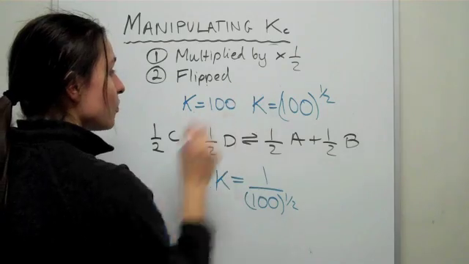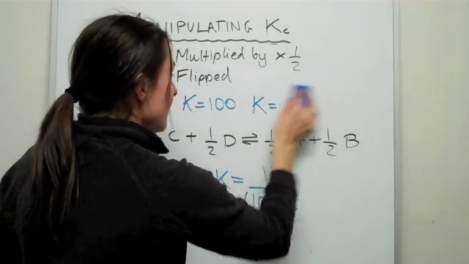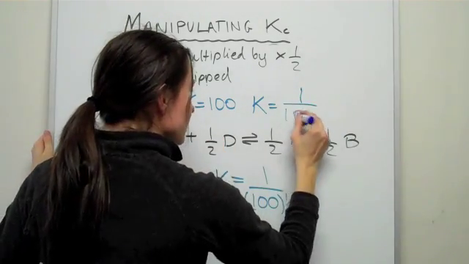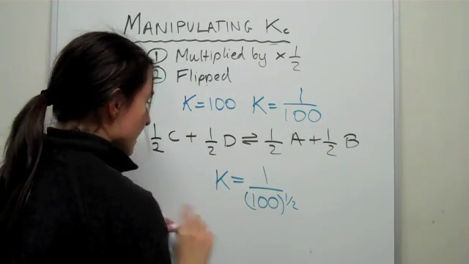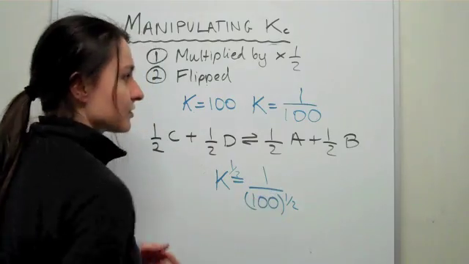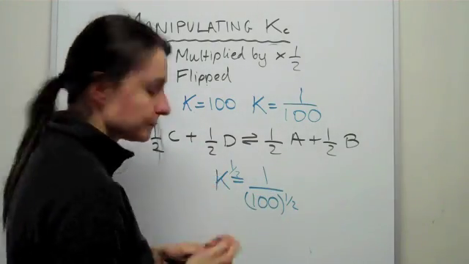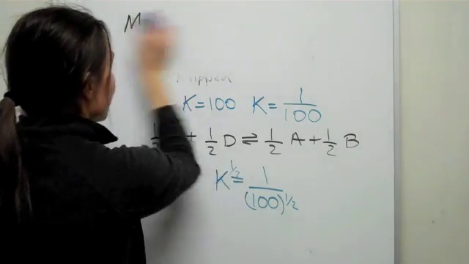It doesn't matter in what order you do it. I could have decided to flip it first, going 1 over 100, and then put that to the power of a half. It doesn't matter in what order you do it, as long as you do it. So that's basically the theory about manipulating the Kc value.